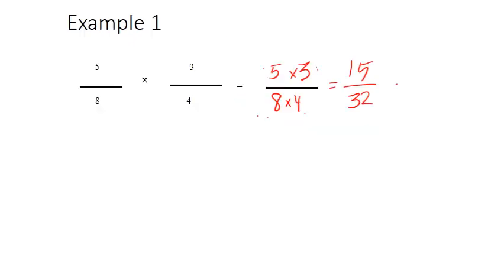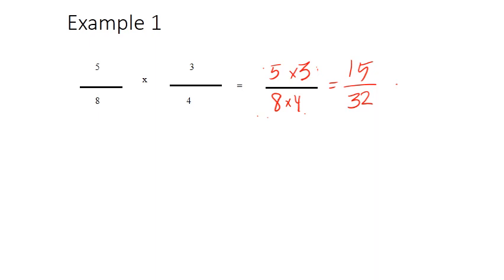Let us take this example. I have 5 over 8 times 3 over 4. So as I said, you put the line of fraction, you multiply the numerators together and the denominators together. Is there any two numbers you can simplify? You cannot, so you just multiply the numerators together and the denominators together.